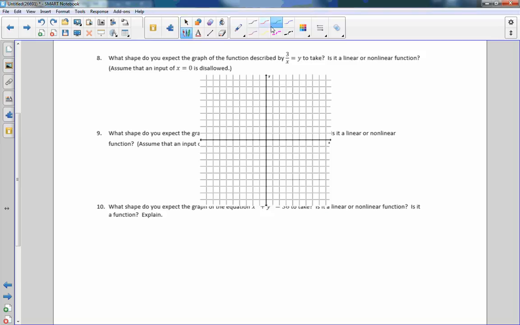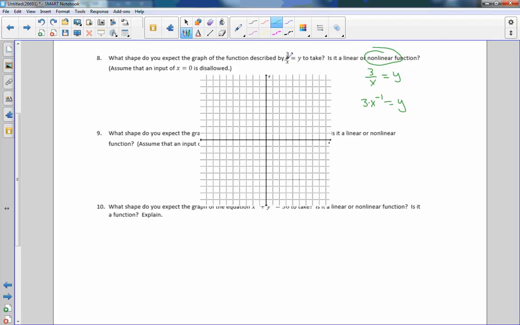Number 8, what shape do you expect this graph, 3 over x equals y, to take? Well, 3 over x equals y is the same as 3 times x to the negative 1. So since that is a negative 1, it is nonlinear.